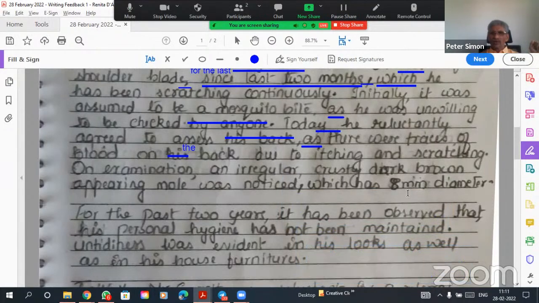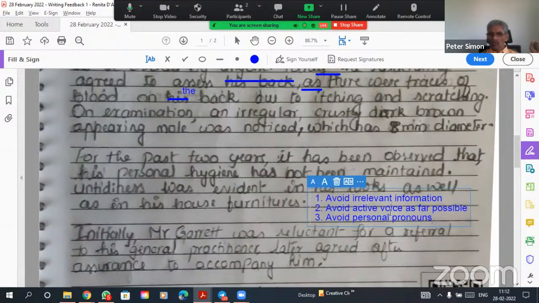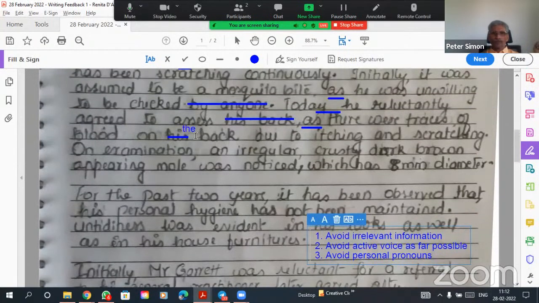Avoid irrelevant information. Avoid active voice as far as possible. Avoid personal pronouns. What are personal pronouns? He, him, his, all these things are personal pronouns. What all are discussed today, they will not be discussed again tomorrow. So see that all these things are implemented, because I will teach you new things tomorrow.